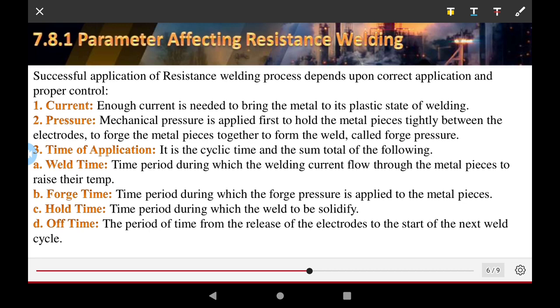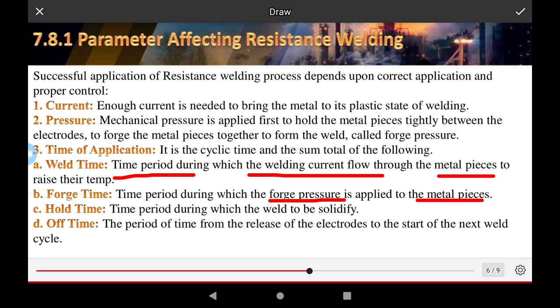Time of application. The time of application is the cyclic time, the sum total of the following times. Weld time: the period during which the welding current flows through the metal pieces to raise their temperature. Fork time: the time period during which the fork pressure is applied on the two metal pieces.